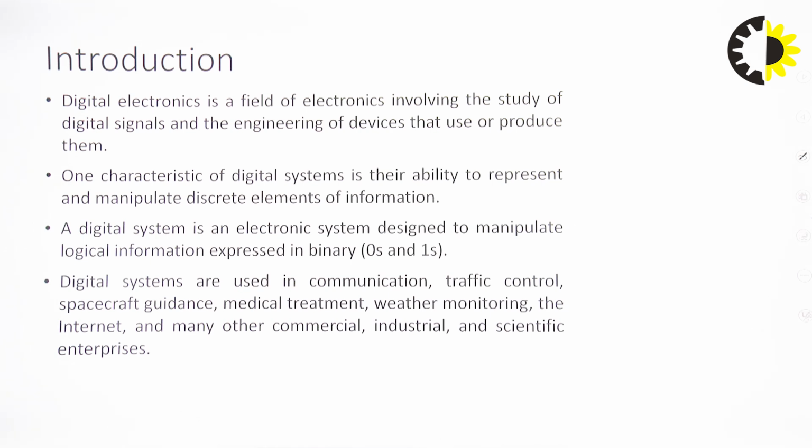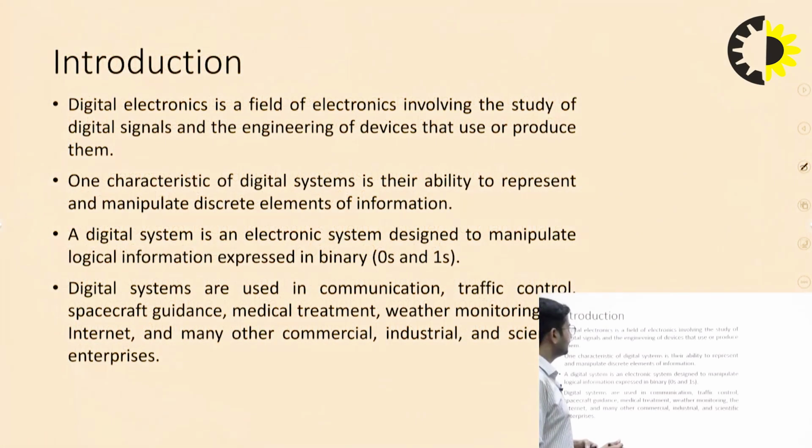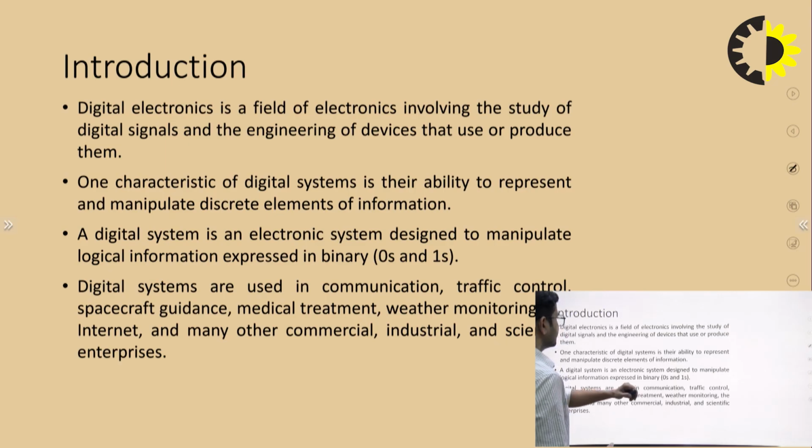First of all, why do we need a digital system when nature is analog? So the answer is that digital electronics is the field that revolves around digital signals. That means they are discrete in time and magnitude. The main characteristic of digital signals is that they are easy to manufacture. Digital circuits are easy to manufacture and they are less costly than analog circuits.